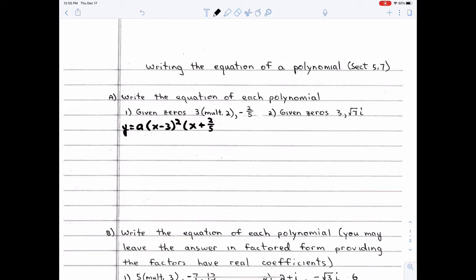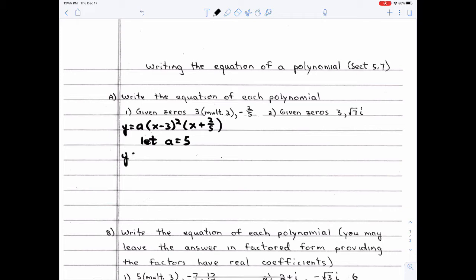Now let's pick A. And you have to pick the easiest A. The easiest A here is not just 1, because we're going to have to multiply all this out, and I don't want to have to multiply this fraction. So I'm going to pick an A value so that I don't have a fraction. I'm going to let A equal 5. Now, you don't really need to write this line.